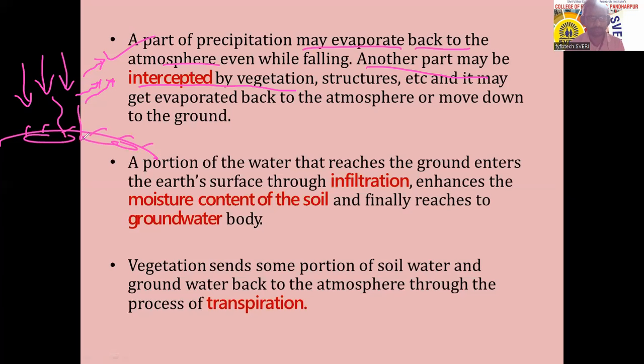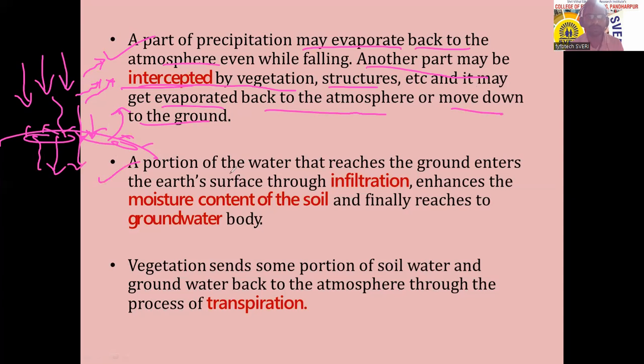There are small plants and soil. A small portion of the water is absorbed by the grasses, plants, or vegetation, which is called interception by the vegetation structures, and it may get evaporated back to the atmosphere. After some time, the water in the vegetation is evaporated again, or else it will move down to the groundwater.